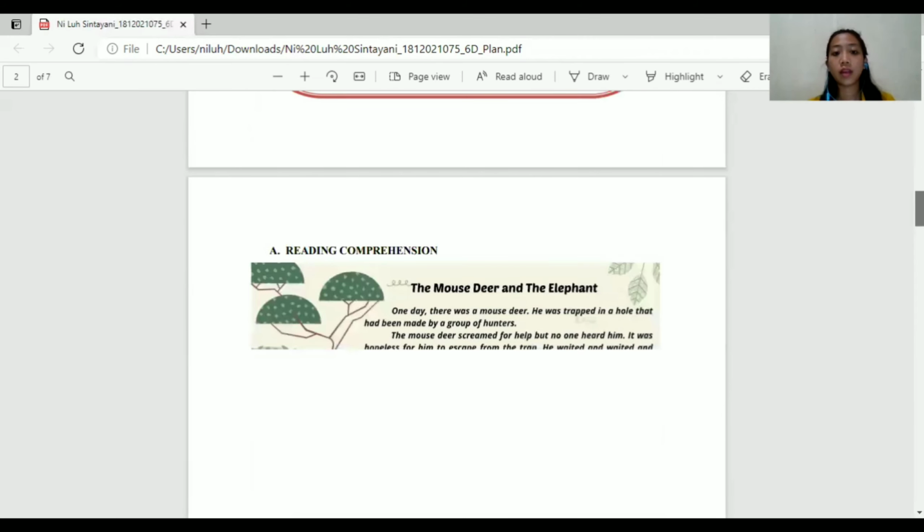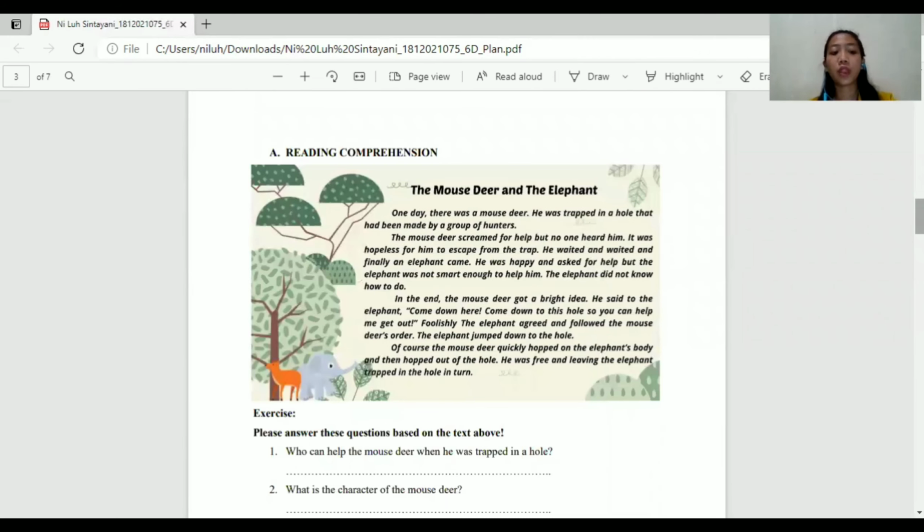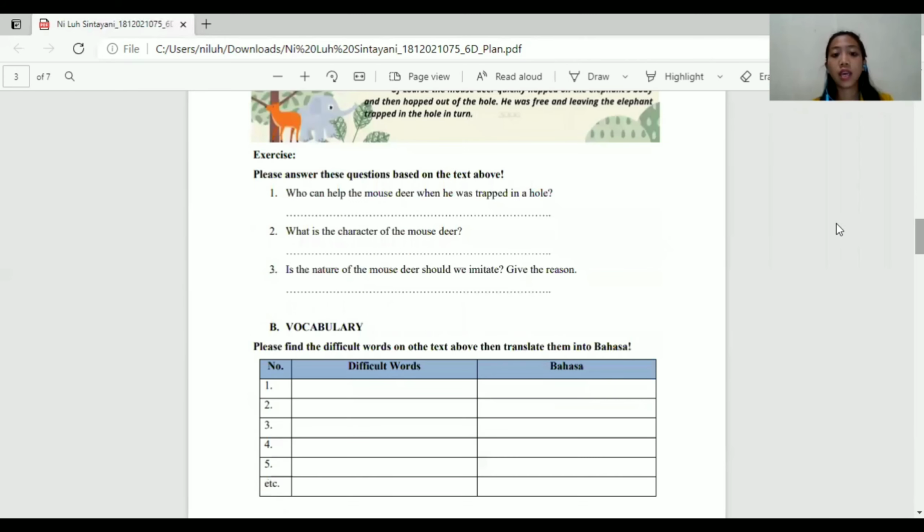And then about reading comprehension. So in here, the students can read the story about the mouse, deer, and the elephant. And then after they read the story, they can answer the question by providing reading comprehension. Students will be better able to understand the text given related to fable. And this is the answer. This is the question that students can answer.